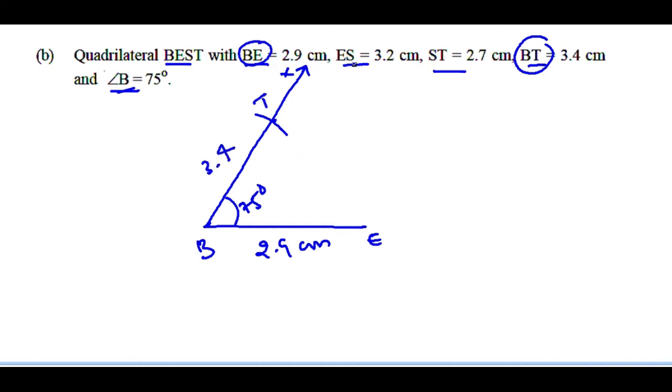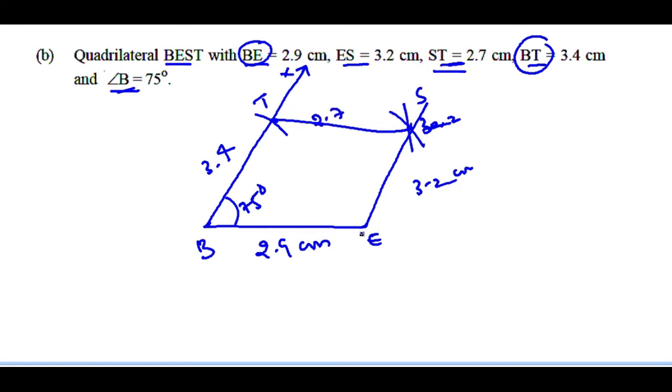Now we are going to look at the point S. From E we should draw an arc with 3.2 centimeters, and with T to S being 2.7, we should draw another arc to get the S point. Now this is the point we are getting as S, and you should mark it as 2.7. So this is the rough sketch of the given question. Now let's go to the construction part.